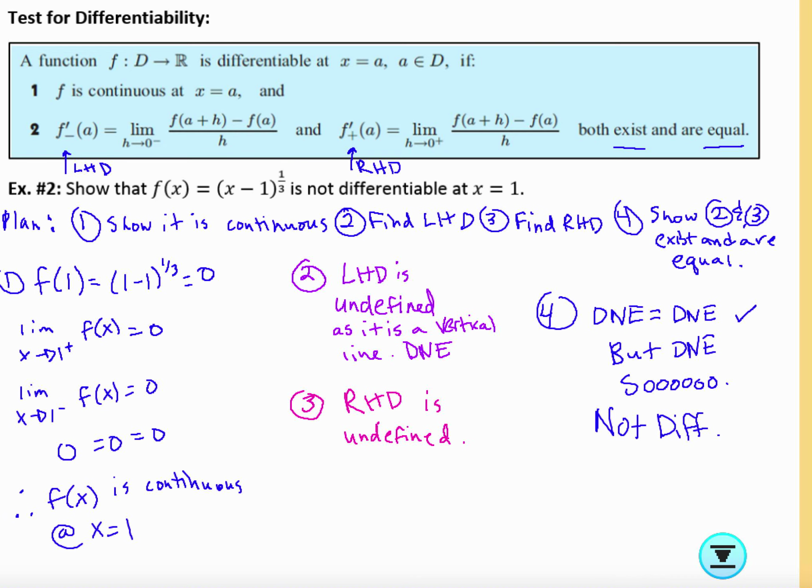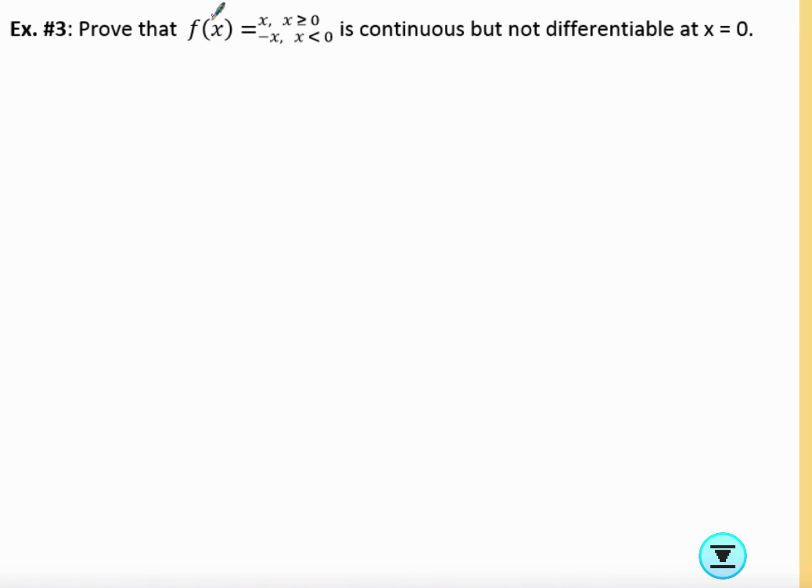Easy peasy. Let's continue. So now we have to prove that the piecewise function that we're given here is continuous but not differentiable. Well, we're going to follow that same 4-step plan that we did on that last problem. That's kind of the nice thing about having a plan. We can use it over and over again.